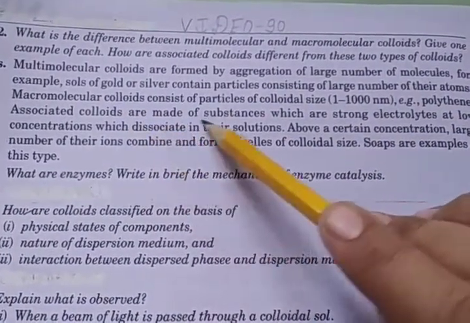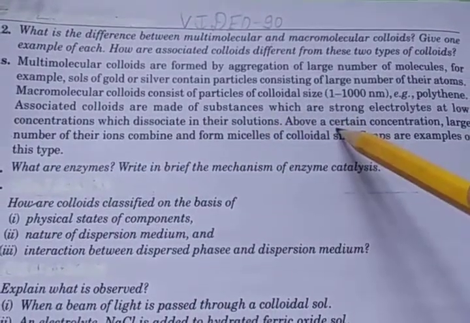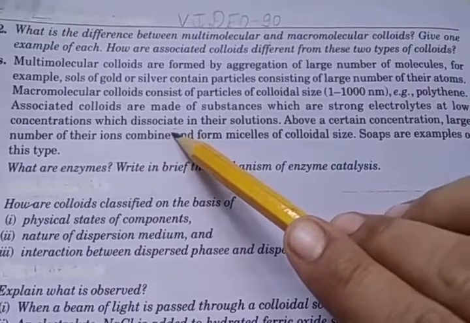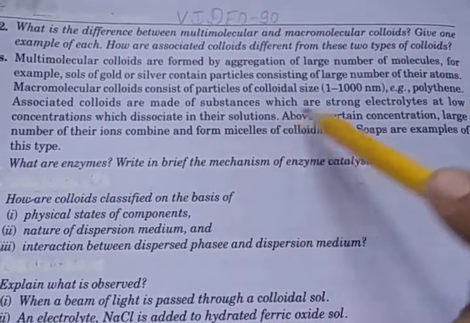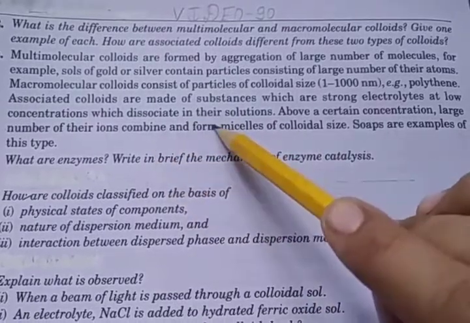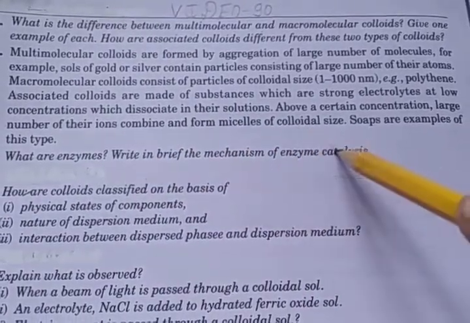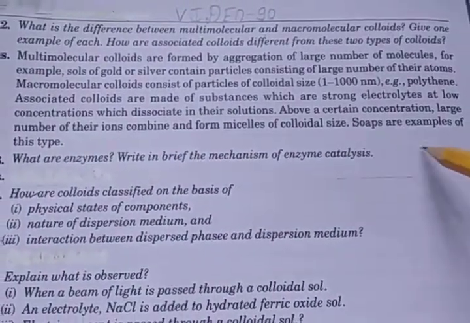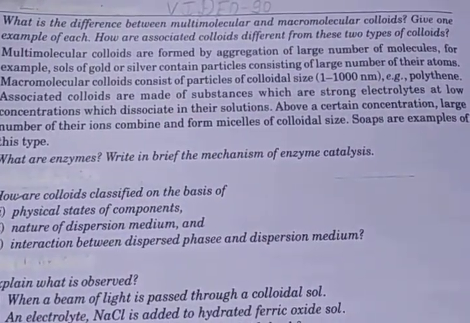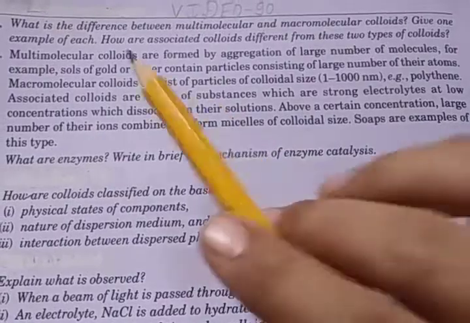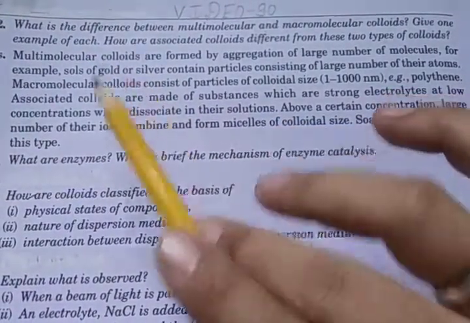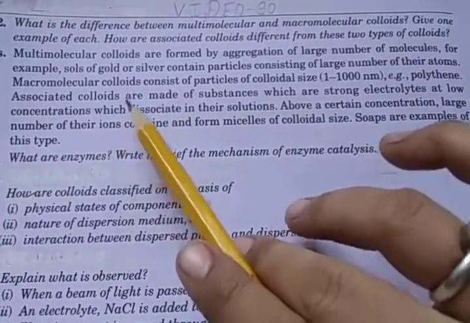Associated colloids are made of substances which are strong electrolytes at low concentration and dissociate in their solution. Above a certain concentration, a large number of their ions combine and form micelles of colloidal size. Soaps are an example of this type. Sols of gold or silver are examples of multimolecular colloids, and polythene is an example of macromolecular colloids.